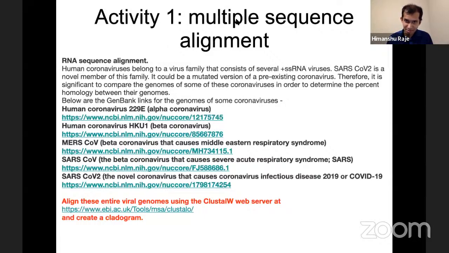I'm posting that link in a few seconds. Okay, here we go. Here is the link to the Google Drive folder. So this is your time. Start working on that alignment.